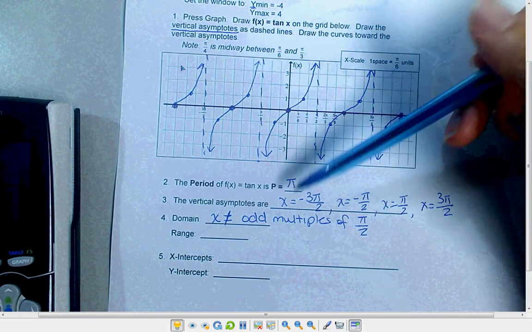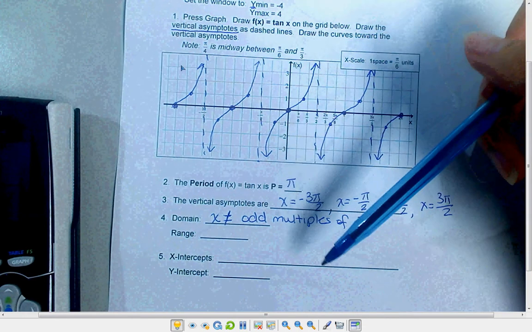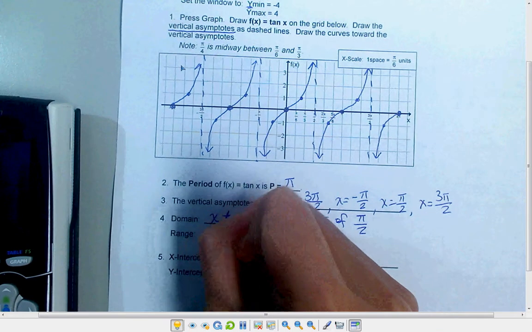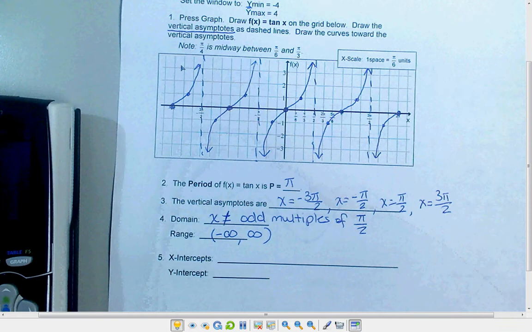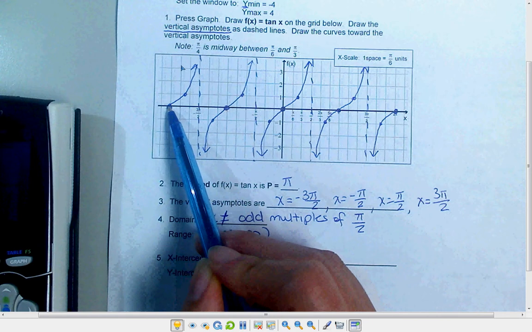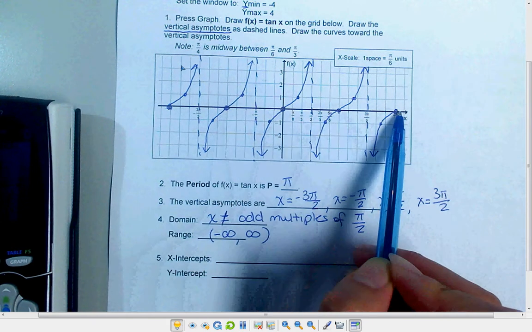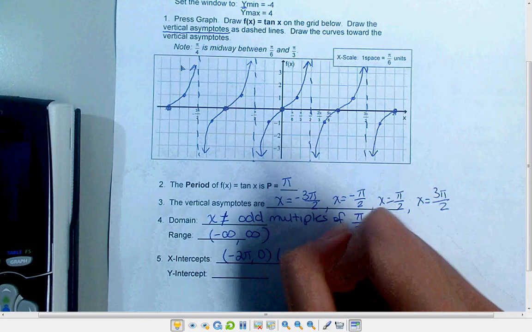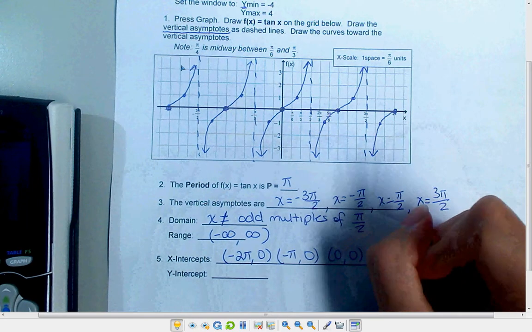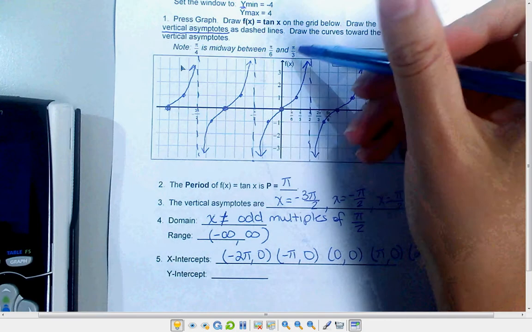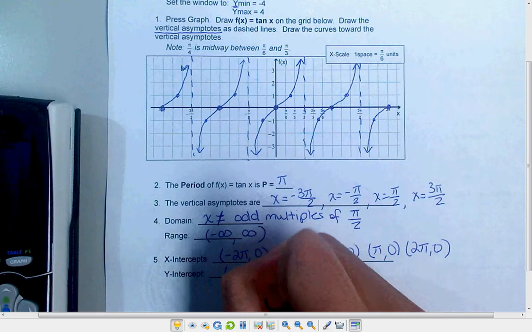Our range, if we look at going on our y-axis now, up and down, because it keeps on going forever, your range goes from negative infinity to positive infinity. Okay. Our x-intercepts. So we have this one right here, 2, 3, 4, 5. So let's write these down. We have negative 2 pi, 0, negative pi, 0, 0, 0, pi, 0, and 2 pi, 0. And then our y-intercept, where it crosses our y-axis, is just at 0, 0.